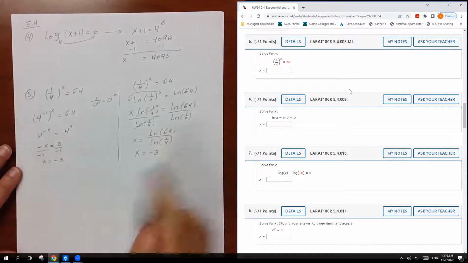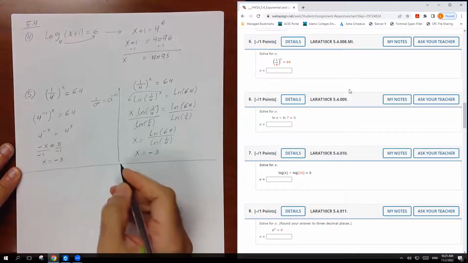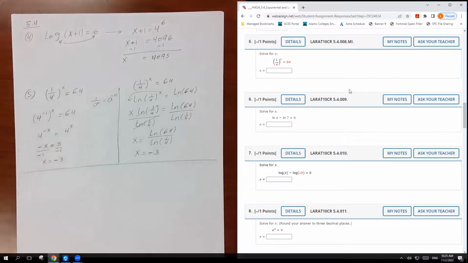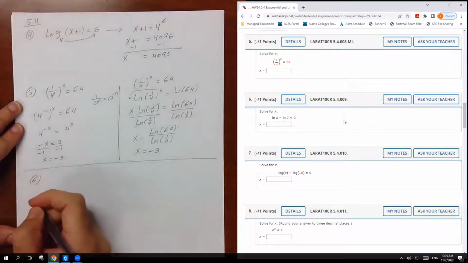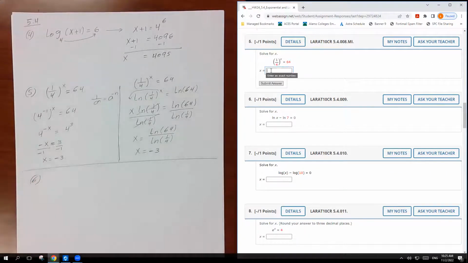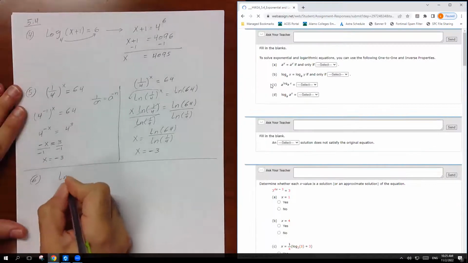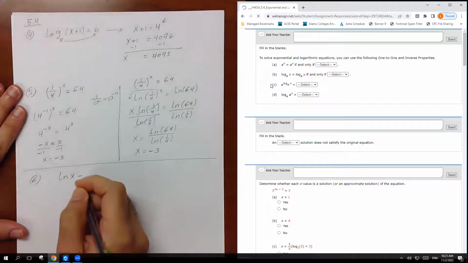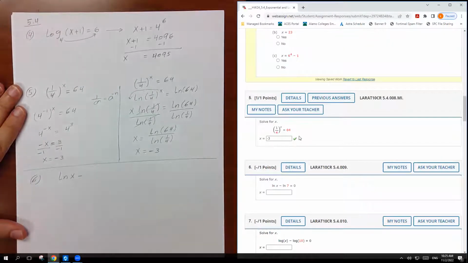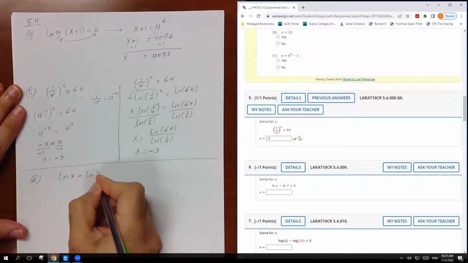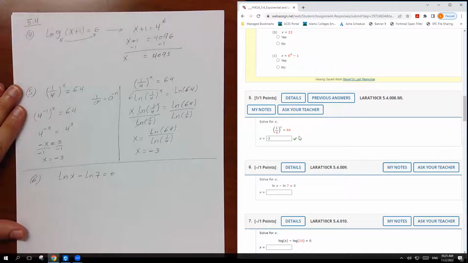We're going to use this method a lot. This is example 5. Let's do example 6. Example 6, we have ln, so we can type it here, negative 3. Example 6 is ln x minus ln 7 equals 0. I need to find the value of x.